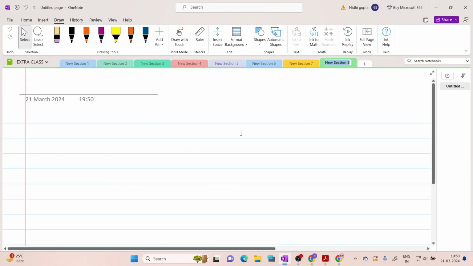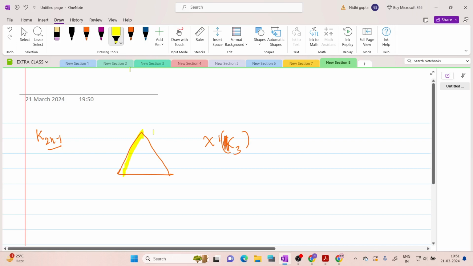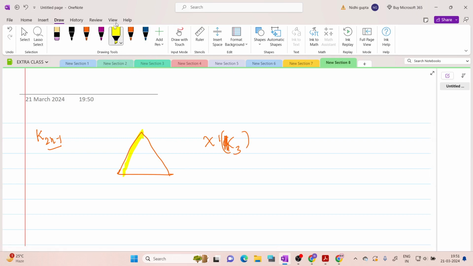So let's try it with some odd example. We have to find the chromatic index for K2N minus 1. So K3: what is the chromatic index for K3? It is 3, ma'am. 3. Right? So we have to color each edge differently, so that is obvious. Now for K5, what is the chromatic index?